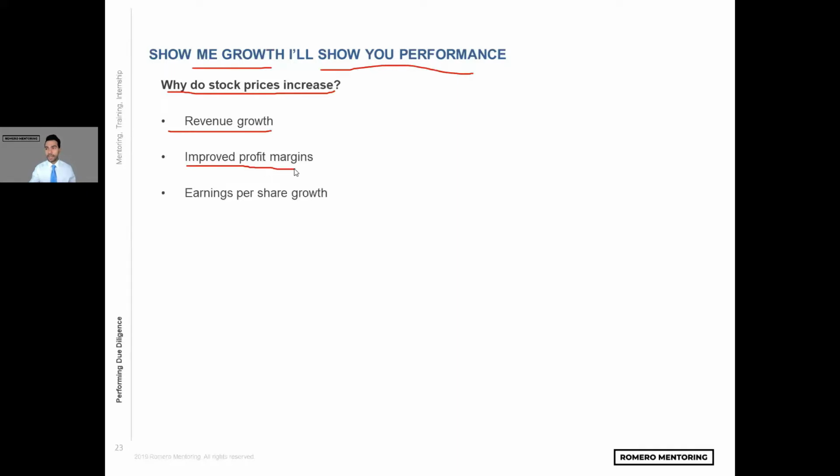Number two, improved profit margins. That means that for every dollar of revenue that the company generates, after all expenses, how much are they keeping? Are they keeping 10 cents? Are they keeping 20 cents? Are they keeping 30 cents? These are known as profit margins. The higher the profit margins, the more cash flow the company generates, the more appealing that is to investors. And lastly, earnings per share growth.